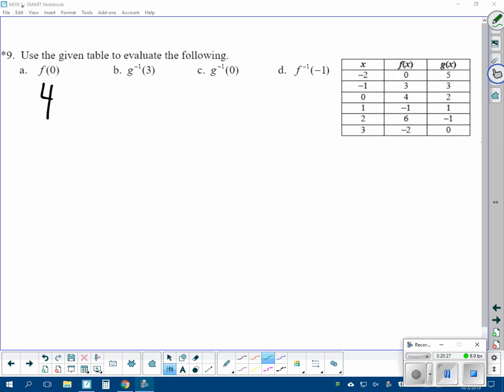Okay, quiet guys. I left off the directions up here that say f and g are inverses. Okay? F and g are inverses. So that means that g is the inverse of f, and f is the inverse of g. Okay, so you could alternatively write these. So what is g inverse of 3? -2. What's g inverse of 0?